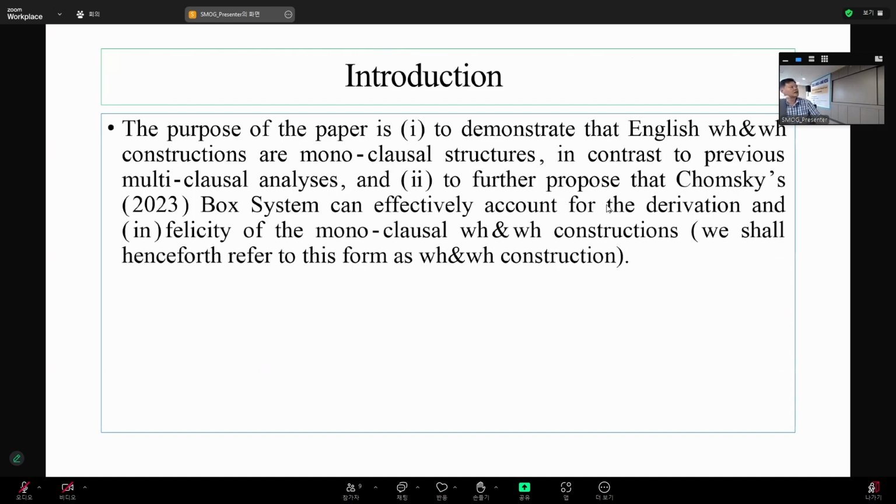The purpose of the paper is first to demonstrate that English Wh-phrase and Wh-phrase constructions are monoclausal structures, in contrast to the previous multi-clausal analysis. And second, to propose that Chomsky's 2023 box system can effectively account for the derivation and felicity or infelicity of the monoclausal Wh-phrase and Wh-phrase constructions. We shall henceforth refer to this form as the Wh-phrase and Wh-phrase construction.